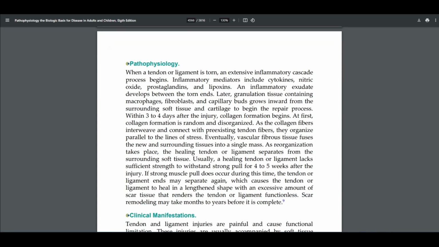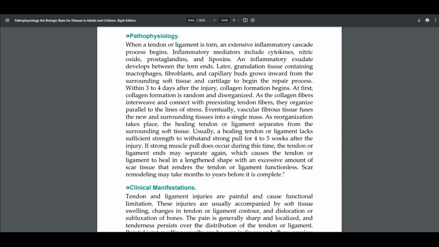So what is the pathophysiology? When a tendon or ligament is torn, an extensive inflammatory cascade process begins. Inflammatory mediators include cytokines, nitric oxide, prostaglandins, and lipoxins. An inflammatory exudate develops between the torn ends. Later, granulation tissue containing macrophages, fibroblasts, and capillary buds grows inward from the surrounding soft tissue and cartilage to begin the repair process.